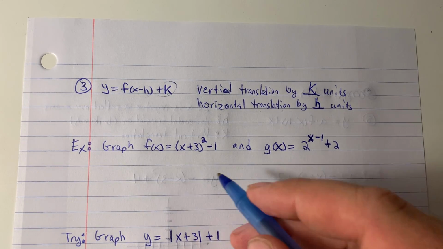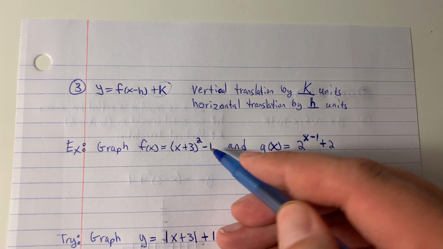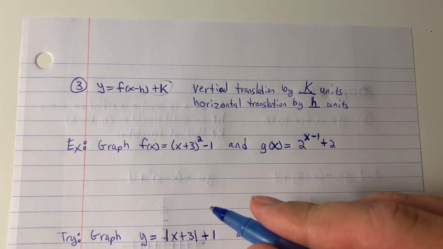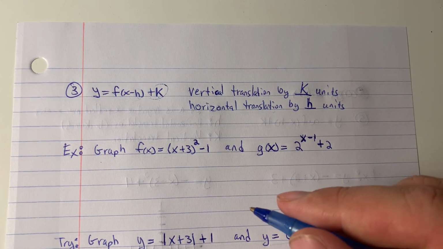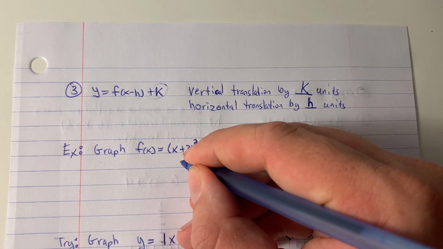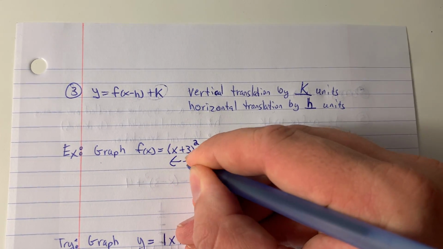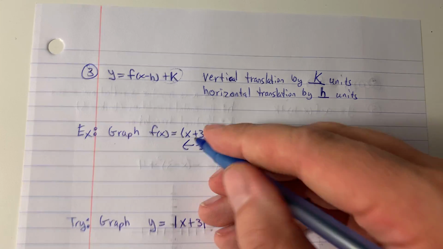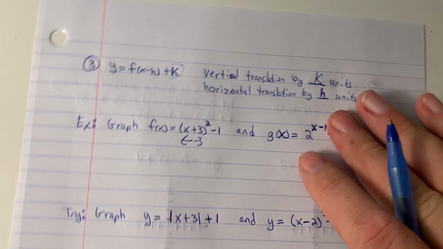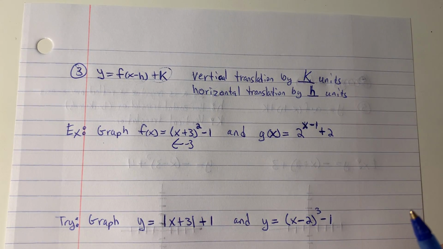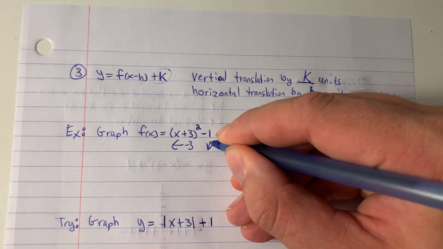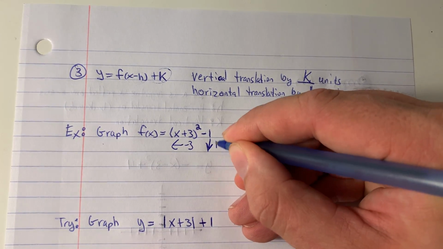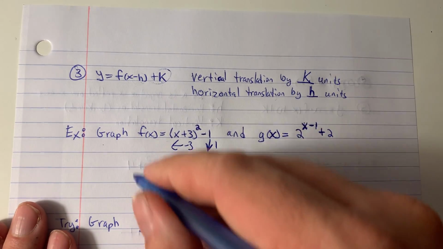So with that in mind, we want to graph f of x equals x plus 3 squared minus 1. This is going to have a horizontal translation of how many units? Good. It's a horizontal translation of -3 units. It's 3 to the left because it's backwards, because it's on the inside. And it's going to have a vertical translation of how many units? Good. It's -1 units. So it's going to be 1 down.